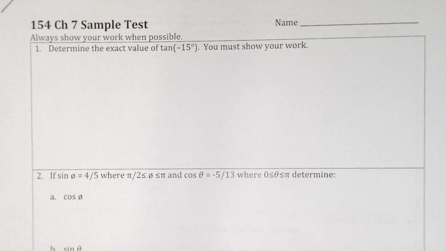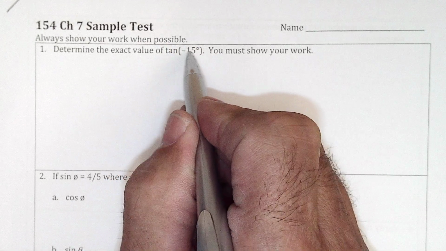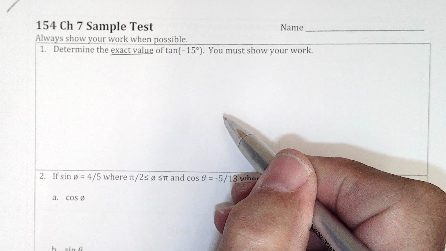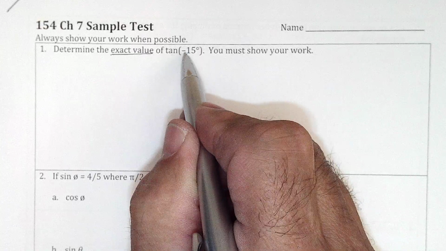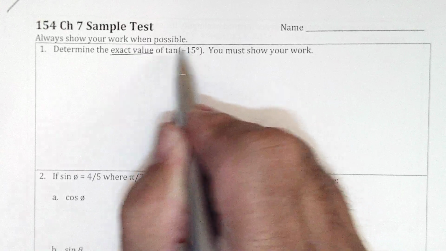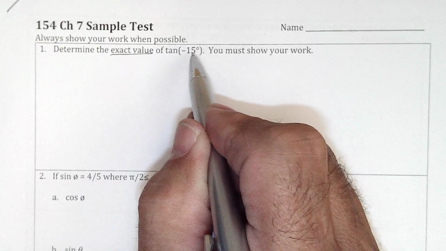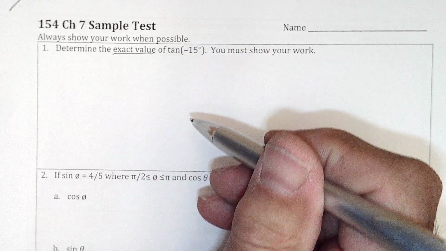Okay, let's go over the sample test for chapter 7, tangent of negative 15. And I want an exact value. So we're going to have to use special angles somehow. Now, if we could double negative 15, actually, if we could double it, we'd have 30. And we can do special angles of 30 or negative 30.